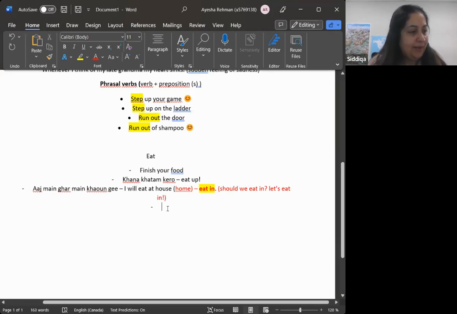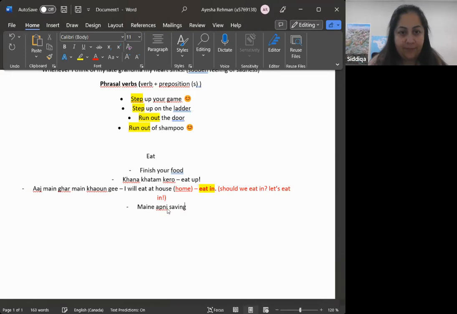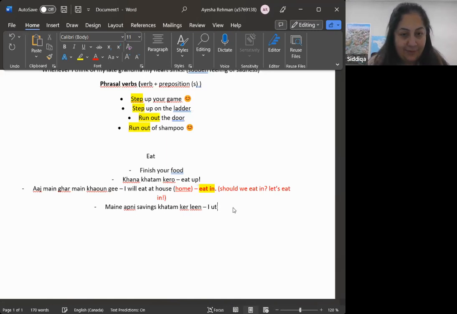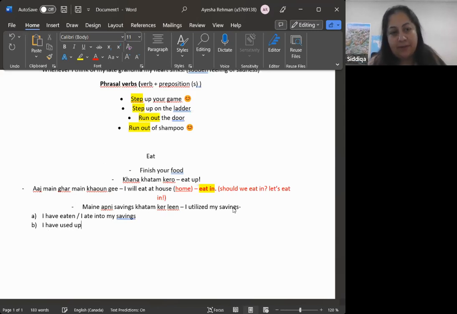So how about, we're still sticking with eat. Excuse me. So maine apni savings khatam kar li. I utilized my savings. So here we have eat and one other one. We have two options. I have eaten, or I ate up, no, into my savings, and I have used up my savings.